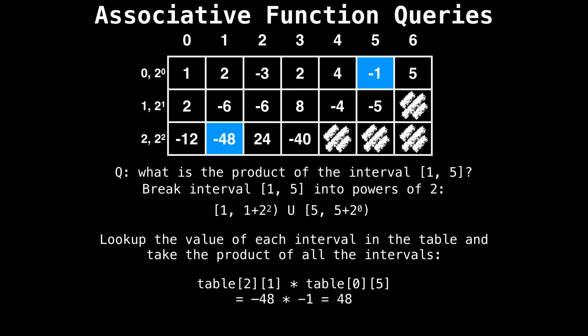Suppose this time we want to find the product of all the elements in the interval between 1 and 5 inclusive. First, we would break down the interval 1 to 5 into 1 to 5 non-inclusive and 5 to 6 non-inclusive. After that, we would do a lookup in the table for both of those intervals. The first interval between 1 and 5 is found at cell row 2, column 1, and the second interval between 5 and 6 in the cell at row 0, column 5. The product of those two cells is 48, which is the value you would get by multiplying all of the elements in the range 1 to 5 inclusive.